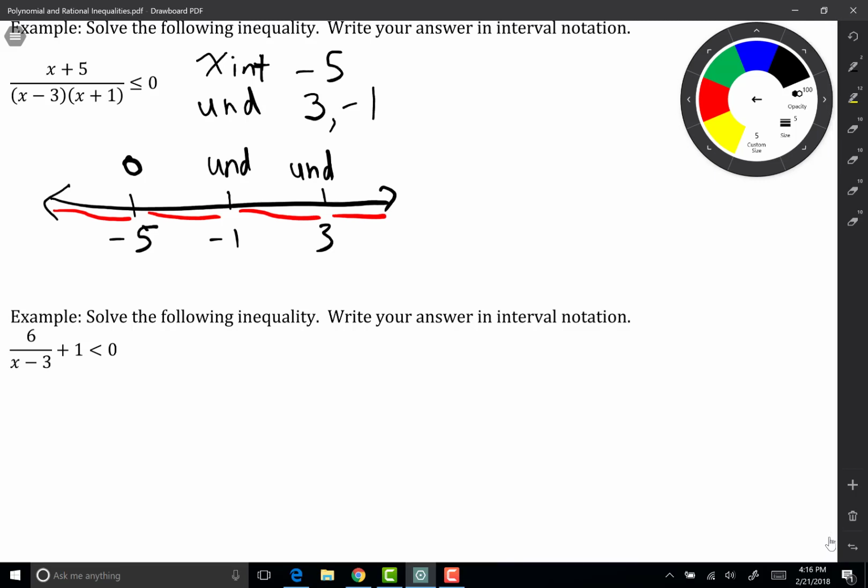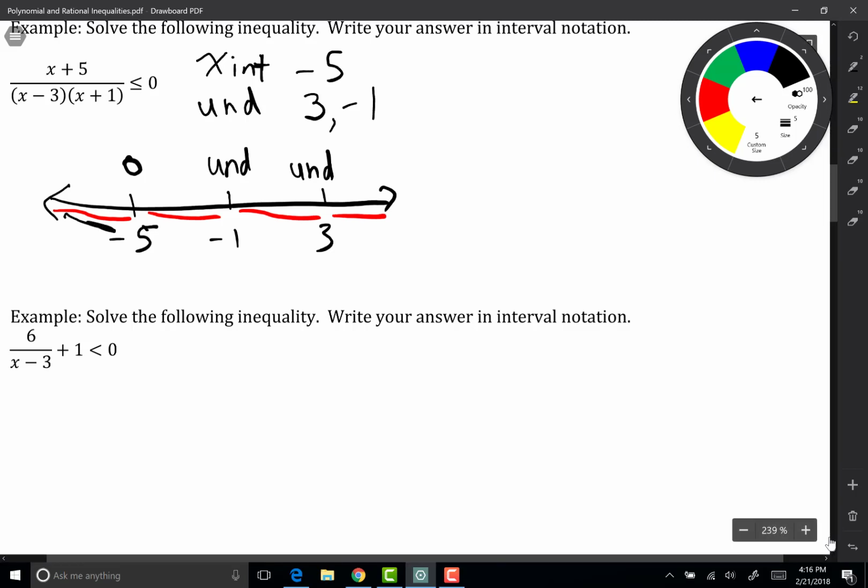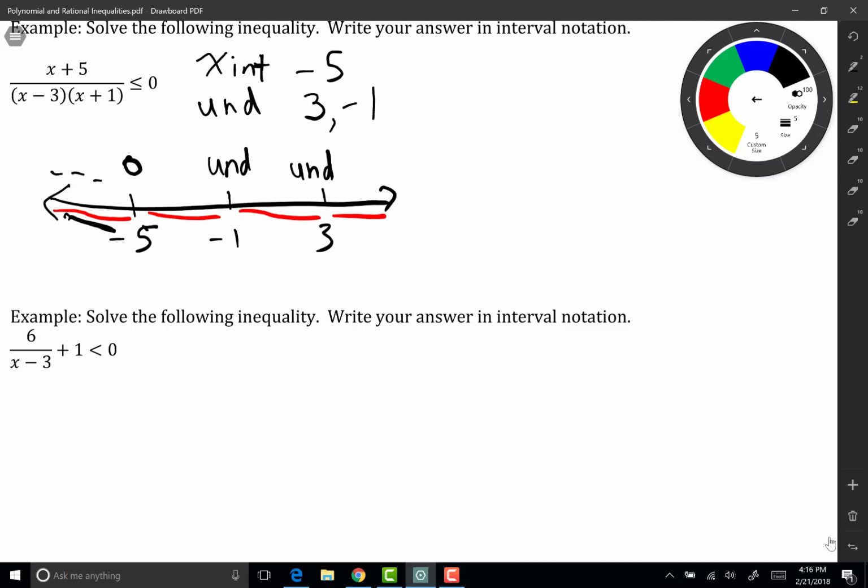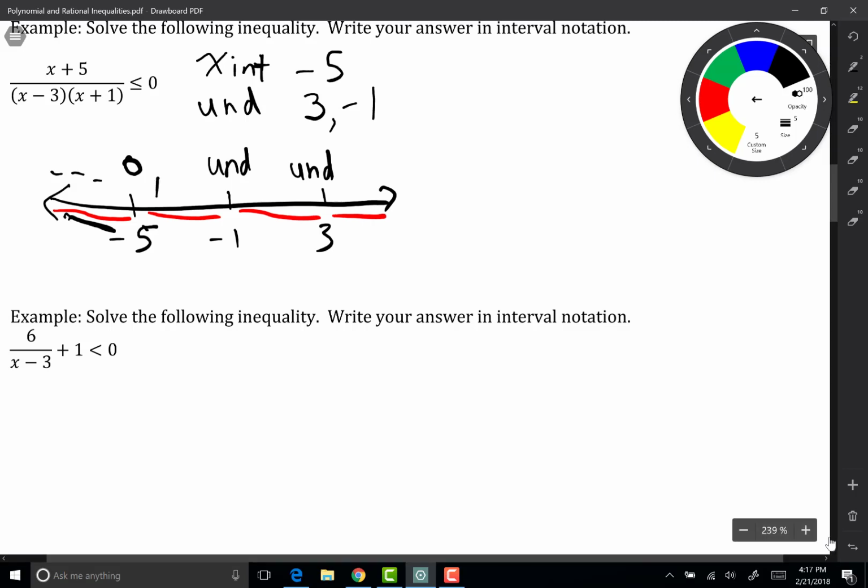When I plug in -6 for this interval right here, that's going to give me a negative number. So I know that from -infinity up to -5, that's going to be below the x-axis. Now I'm going to pick something between -5 and -1. You can plug in anything you want as long as it's on that interval. I'll try -4. When I plug in -4, I get a positive number.